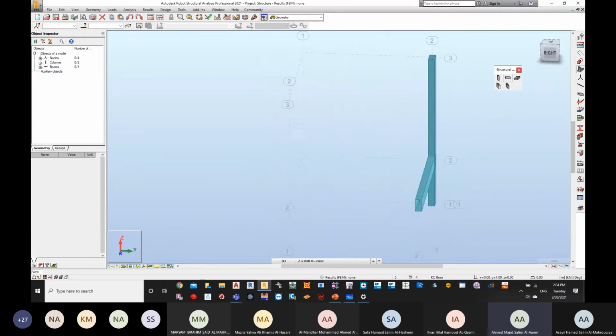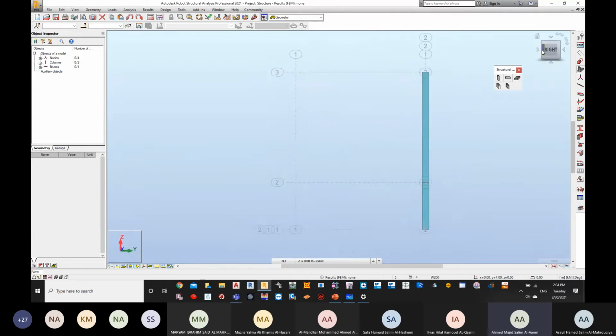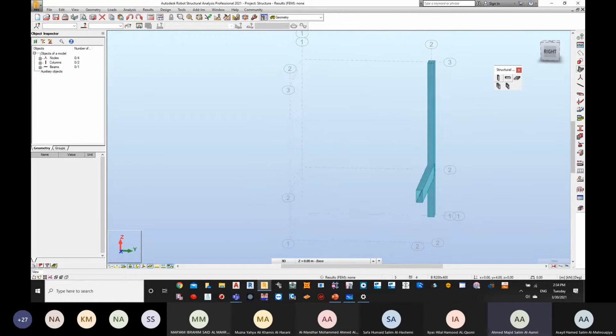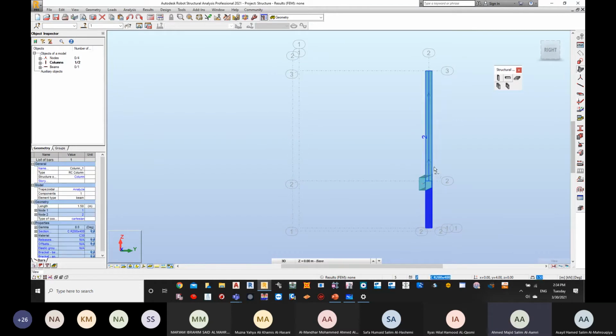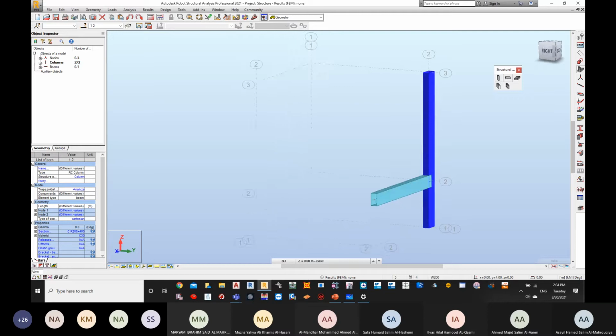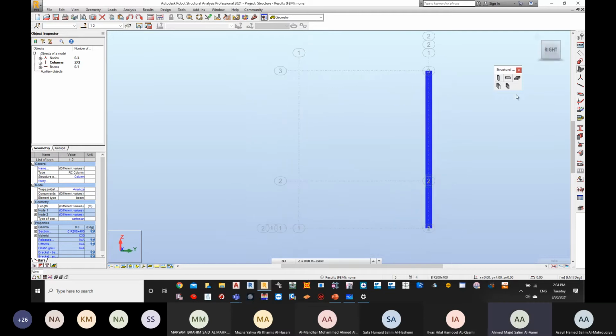Now you will see that if I look at my column from this particular direction, my column has been divided by a beam into two parts. So this is going to be a separate column, and this is going to be a separate column. These two columns have been separated by a beam. So we have one direction here.